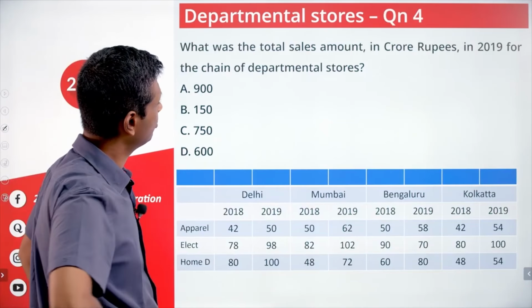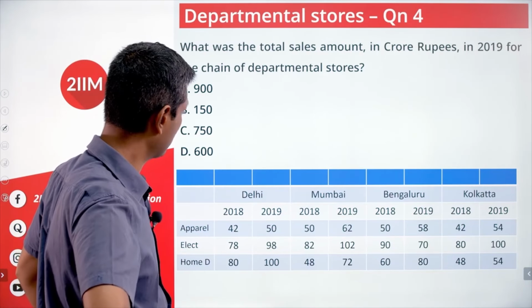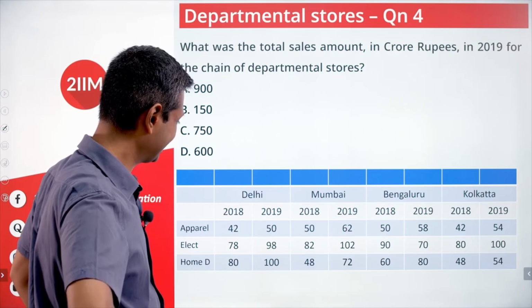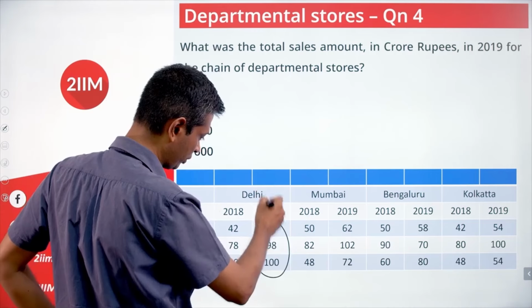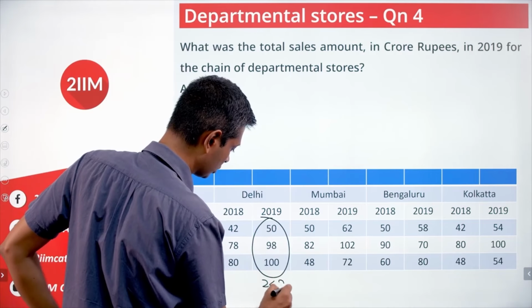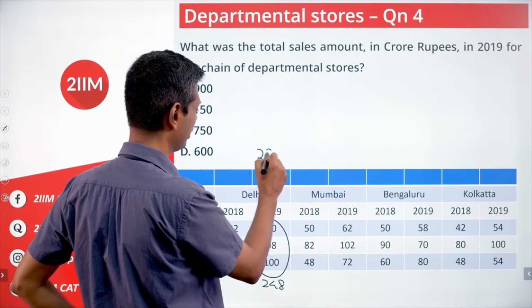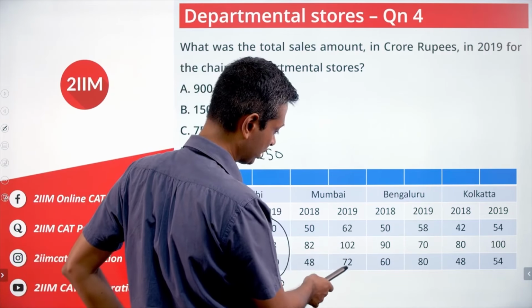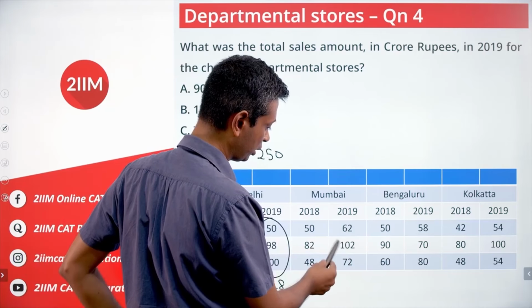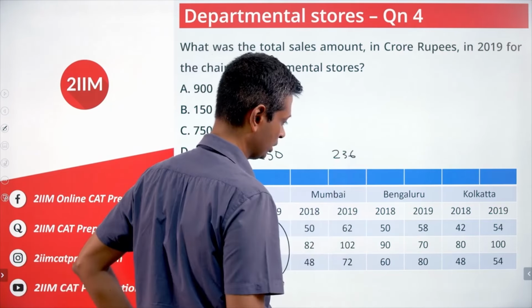What is the total sales amount in crore rupees in 2019 for the chain of departmental stores? 2019. So I'm going to add these. 150, 250, 248. Close to 250. The choices are far apart. So I can think of this as even 250. 62, 72, 102. 60 plus 70 is 130. Plus 100, 230. 236.